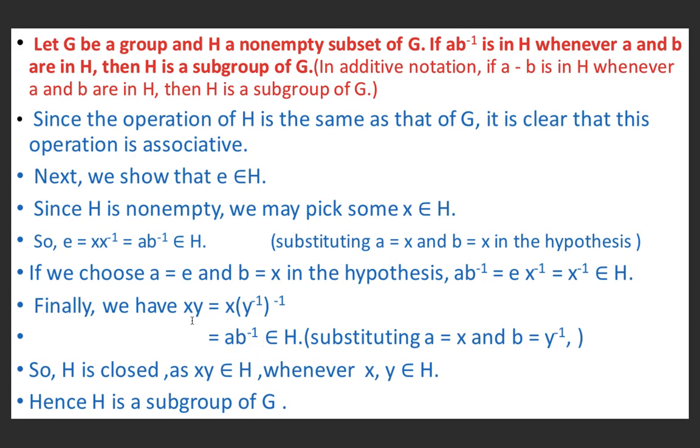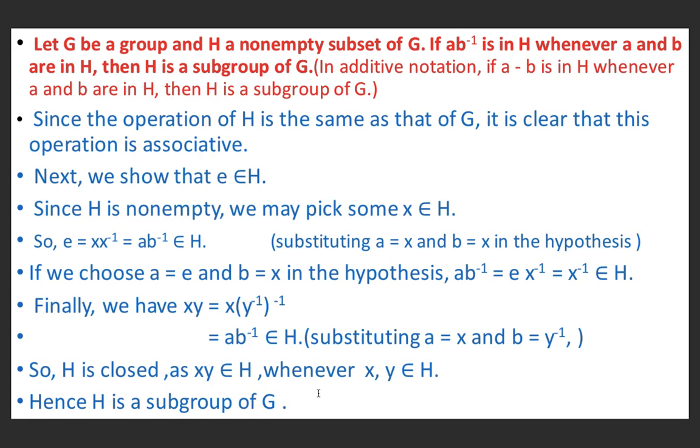ab inverse is nothing but xy. It is equal to xy. It means xy belongs to H. So it means H is closed under the given operation, that is, xy belongs to H for all x, y belonging to H. Hence H is a subgroup of G.